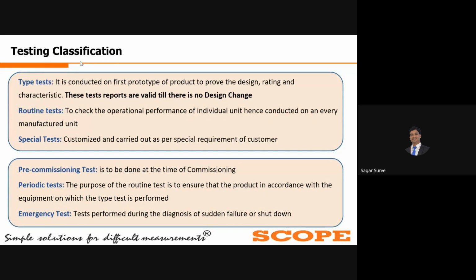That is, tests conducted inside the factory, and other tests conducted at the site location in the field. In the first box we can see the type test, routine test and special test. These tests are generally conducted inside the factory itself. The type test is the first prototype test: whatever transformer we have designed and a prototype is manufactured, it is type tested first of all to prove the design and rating of the transformer.